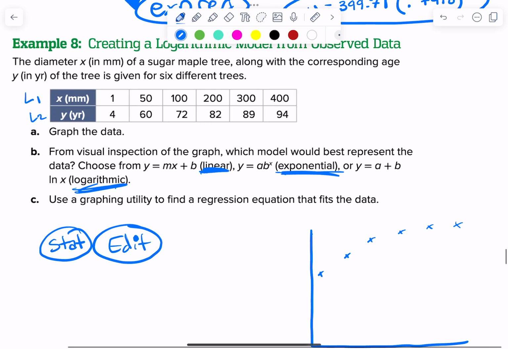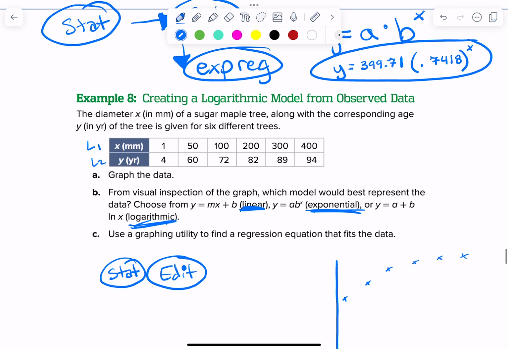Okay. So that's not what yours looks like. You have to change your window. Your X's are going from 1 to 400, so let's go from 0 to 450 on the X's. The Y's, let's go 0 to 100 for Y. And you should get a graph that looks something-ish like this.